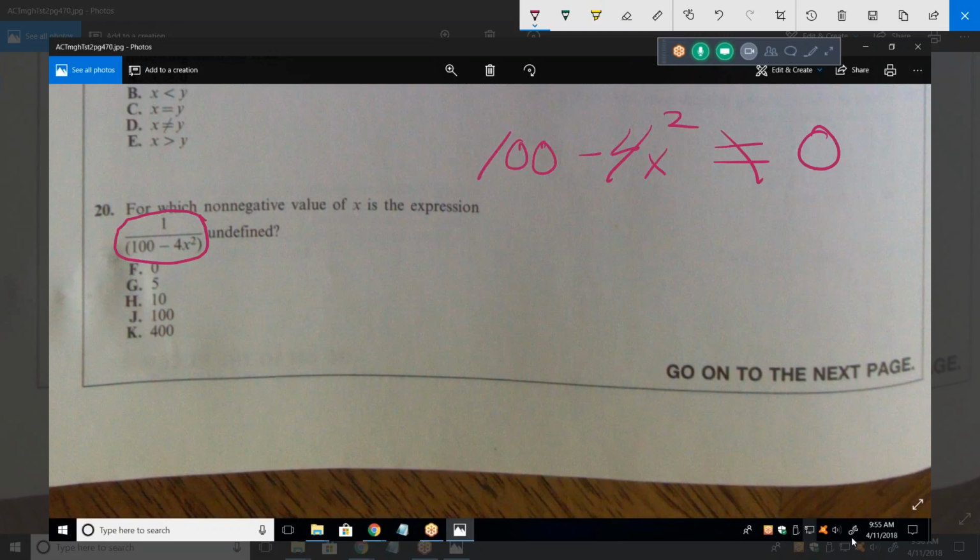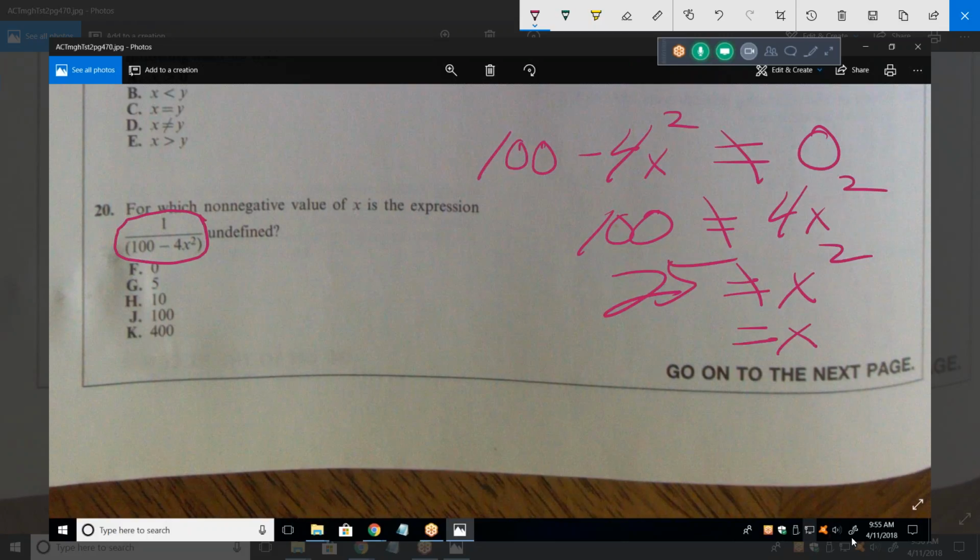Well, if I solve that equation, I get 100 is not equal to 4x squared. I get x squared is not equal to 25. x cannot be 5. Now, it also can't be -5, but they're never going to put both answers on there. In other words, if x were -5, I would still have a denominator of 0. But when x is 5, I have a denominator of 0. That's what makes it undefined.